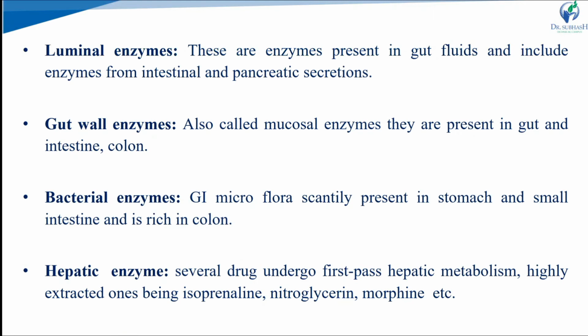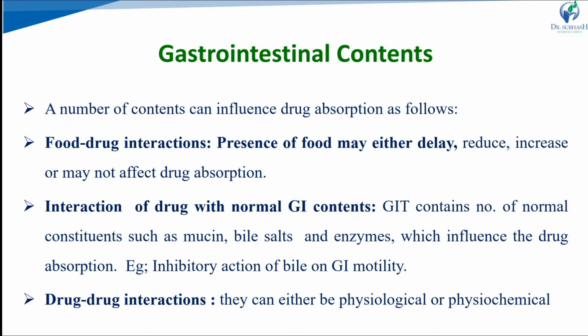Hepatic enzymes: several drugs undergo first pass metabolism by hepatic enzymes. Cytochrome P450 is the major enzyme through which drugs are metabolized. The enzymes present in that part also carry out first pass metabolism of the drug, and that also affects the rate of absorption of a particular drug.